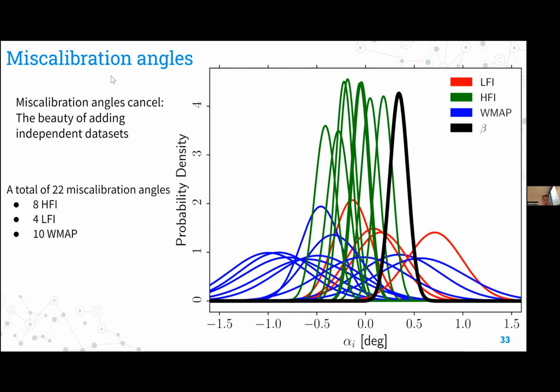Then I also wanted to show you how the miscalibration angles look, because we're fitting 22 different miscalibration angles at the same time here. There are 8 for the HFI, 4 for the LFI, and 10 from WMAP, because there are so many different channels. And you can see that they all cancel out. Some of these are not consistent with 0, but if you look at them all together, you see that they cancel each other out, as I showed in the EB plot earlier, while the cosmic birefringence angle is not consistent with 0 here. And this is the beauty of adding independent data sets, because if you have systematic problems with one of the data sets, it should be canceled out by adding more data.